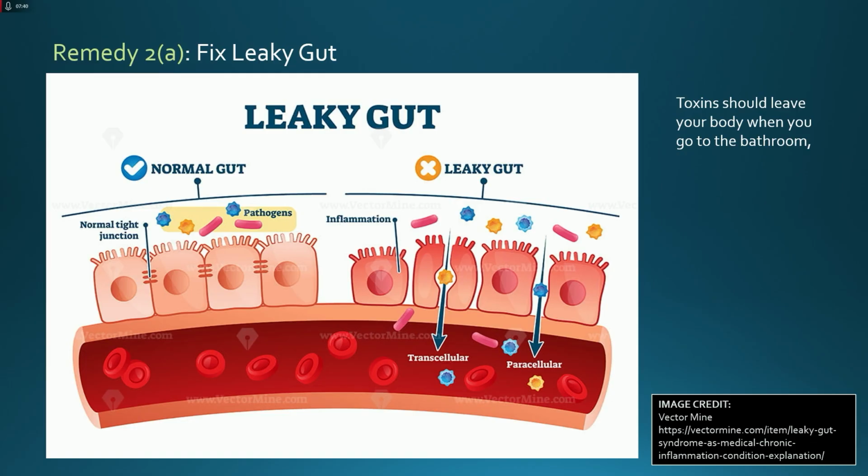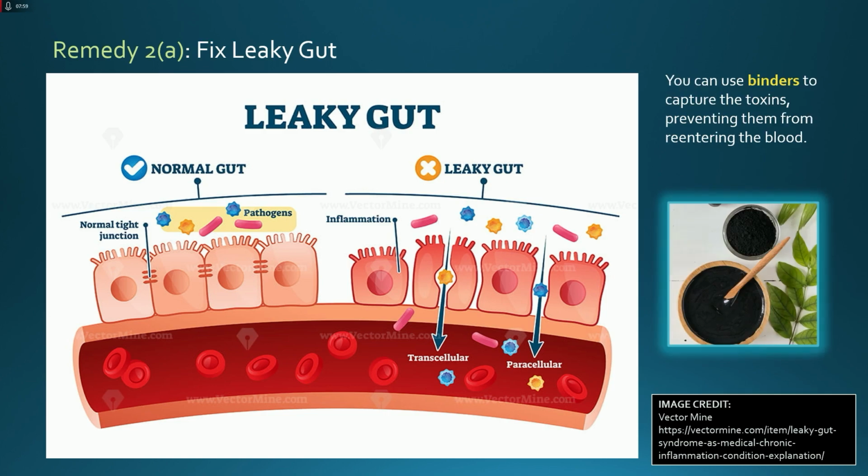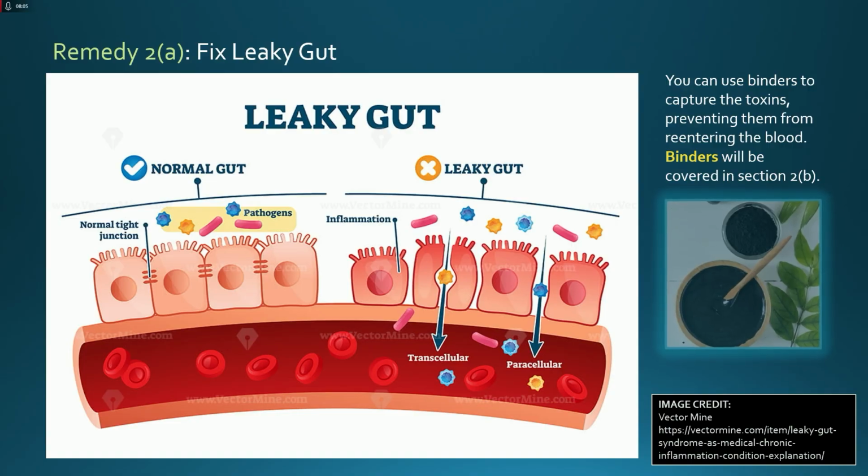Toxins should leave your body when you go to the bathroom. But with leaky gut, the gaps in the lining allow pathogens and toxins to pass back into the bloodstream. This causes inflammation, which damages your DNA. You can use binders to capture the toxins, preventing them from re-entering the blood. Binders will be covered in section 2B.